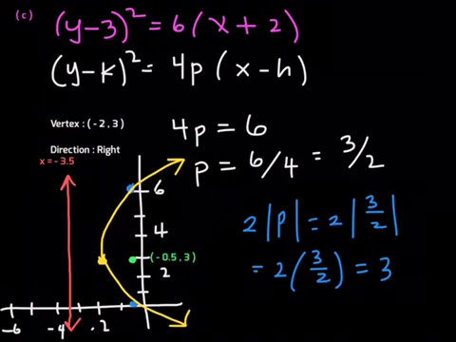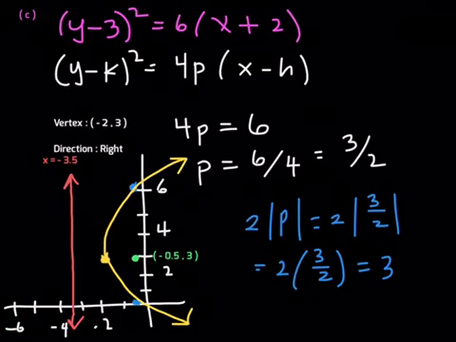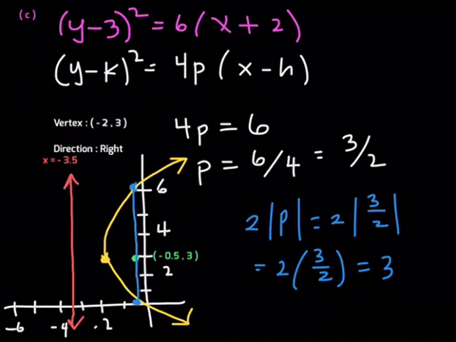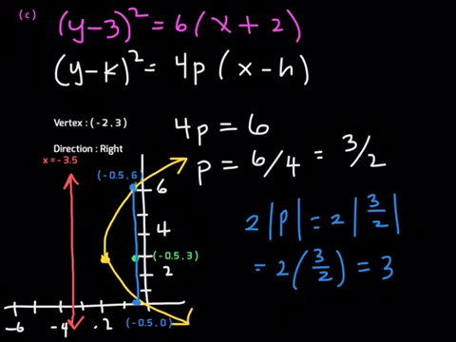Your latus rectum is the line segment that's going right through the focus, whose endpoints are on the parabola. Okay, let me give you the coordinates for those 2 points that are the endpoints of the latus rectum. Okay, I have everything labeled for us. So I have the endpoints of the latus rectum with the coordinates, right?